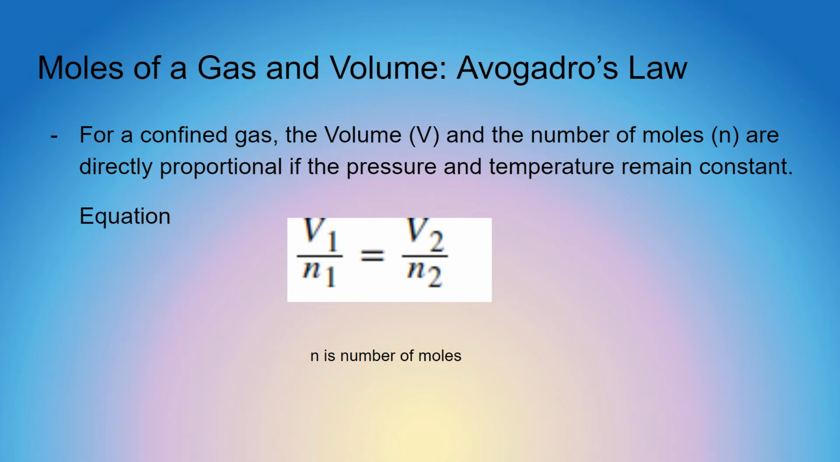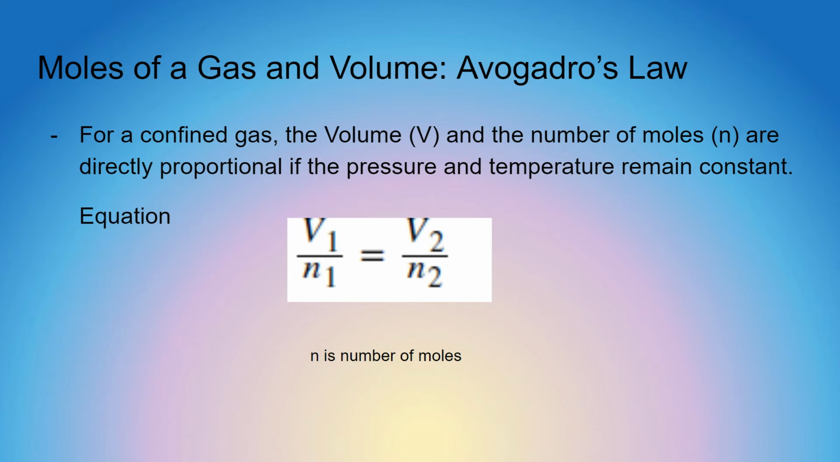So the first thing that we're going to be starting with is Avogadro's law. And this does come back from Amedeo Avogadro, the inventor of the mole. When he discovered the mole, he was working with gases, and that's where he came up with Avogadro's number. So he found that for a confined gas, or a gas that's trapped, the volume and the number of moles are directly proportional if pressure and temperature remain constant. So his equation is V1 over N1 equals V2 over N2, and N is going to be number of moles.